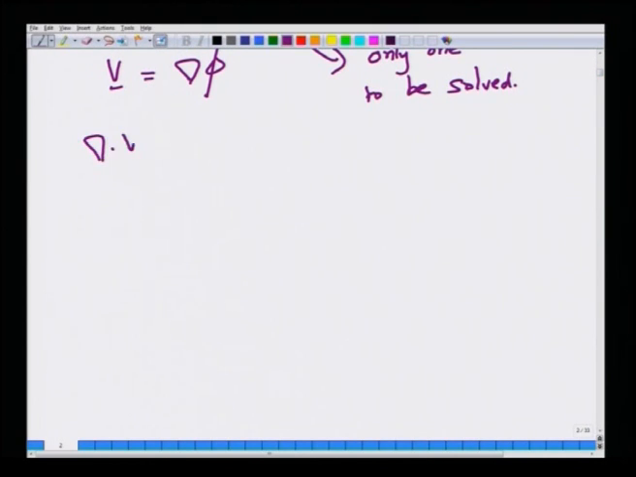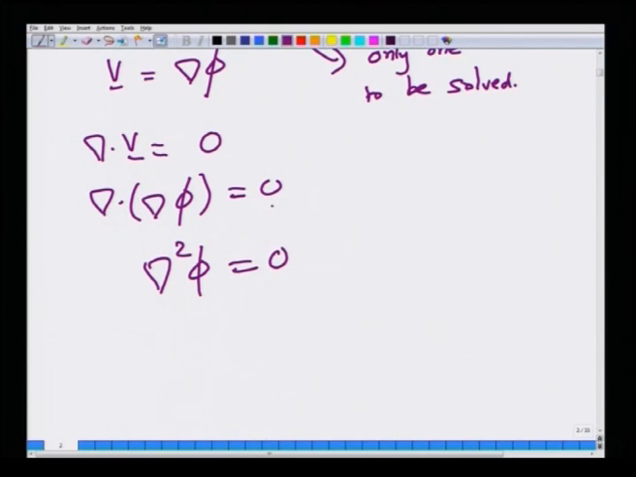Another simplification that comes is that when you couple this with the fact that the mass conservation equation for incompressible flows becomes del dot V is 0, this means that del dot del phi is 0, or del squared phi is 0. So, this is a Laplace equation. This is a well known Laplace equation, but importantly it is a linear equation. So, the potential satisfies the Laplace equation for potential flows.